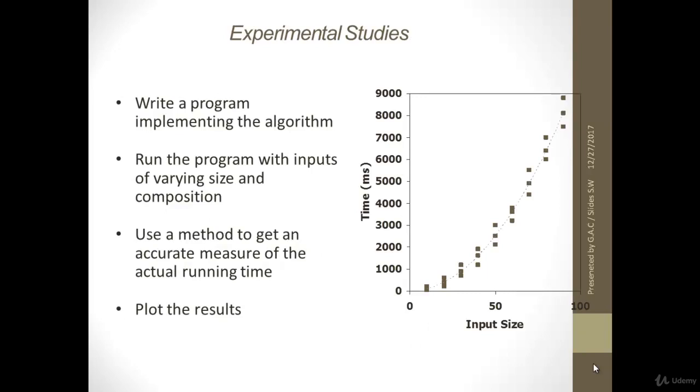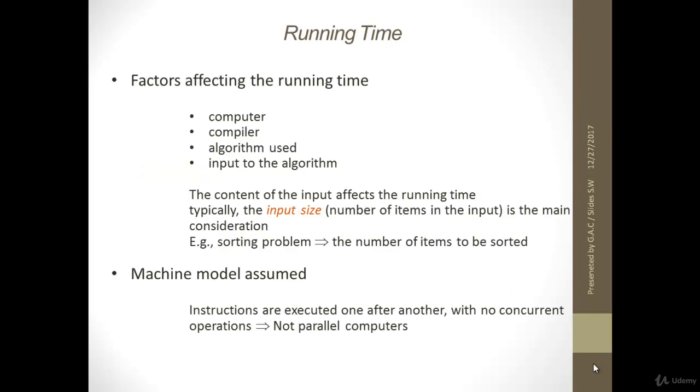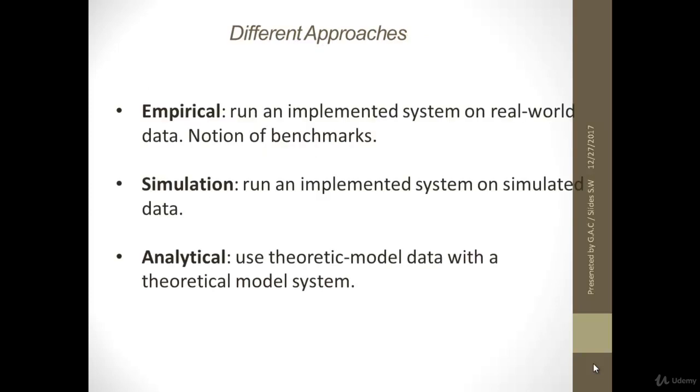When we discussed experimental studies and their limitations, we learned that it is necessary to implement the algorithm, which may be difficult. Results may not be indicative of the running time of other inputs not included in the experiment. And in order to compare two algorithms, the same hardware and software must be used. Next we discussed the factors affecting the running time: computer, compiler, algorithm, and input to the algorithm. Next we discussed the different approaches: empirical, simulation, and analytical. That's the end of the session.